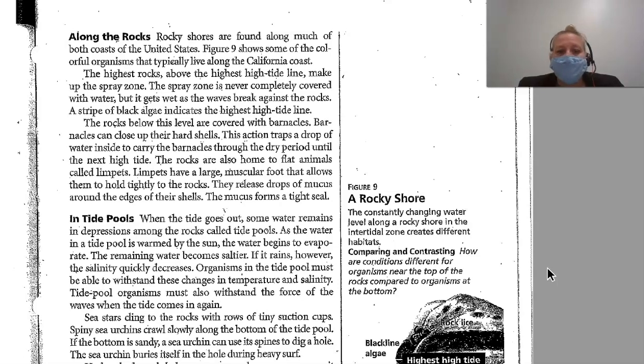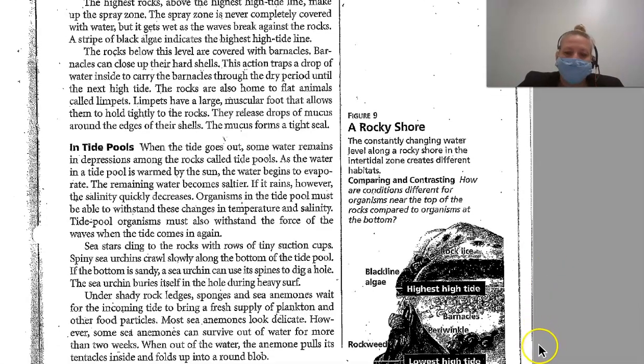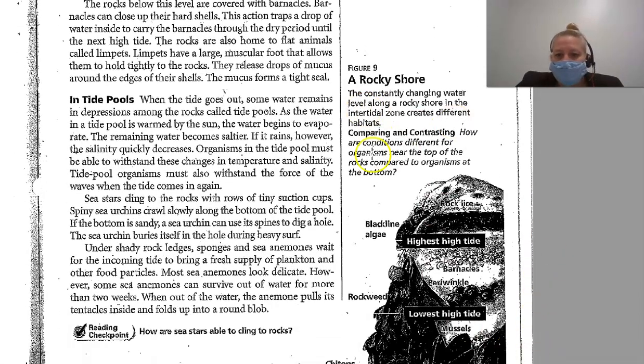The rocks are also home to flat animals called limpets. Limpets have a large muscular foot that allows them to hold tightly to the rocks. They release drops of mucus around the edges of the shell. The mucus forms a tight seal. Okay, here's a rocky shore. The constant changing water levels along a rocky shore in the intertidal zone creates different habitats.